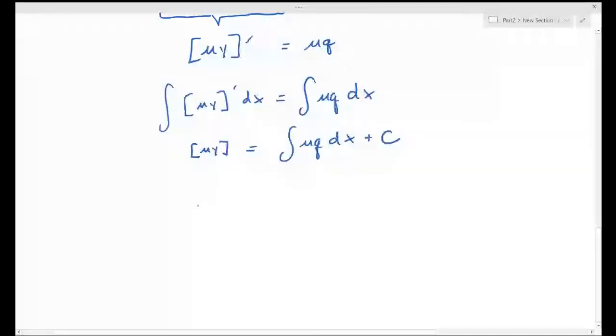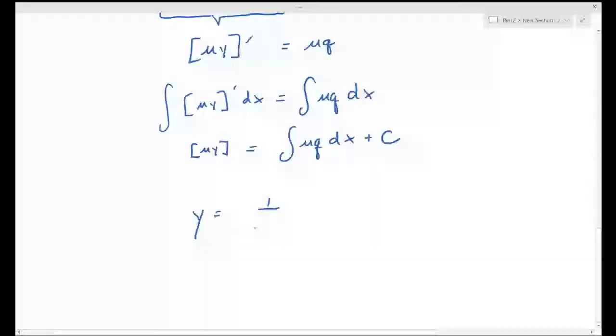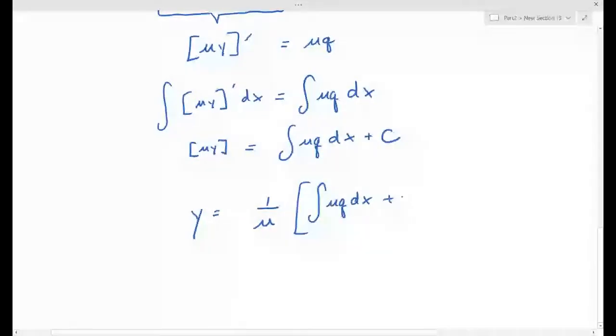And so then there's just one last step here. You just divide both sides by mu. And what you have is, in fact, a nice formula for solving for y.